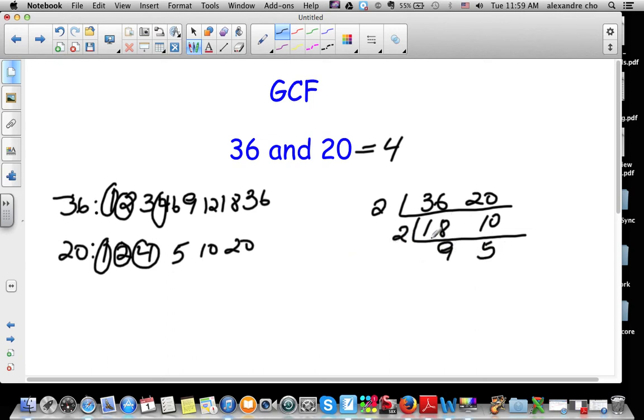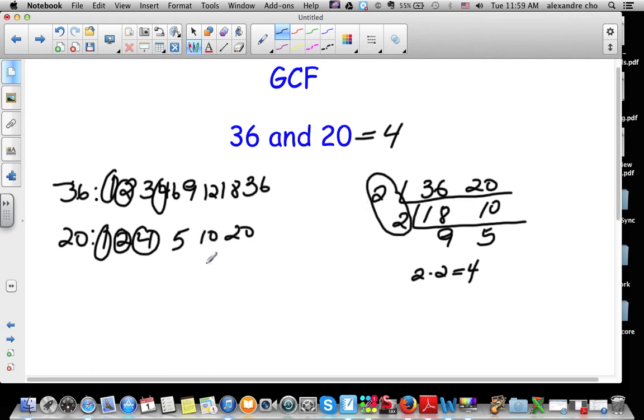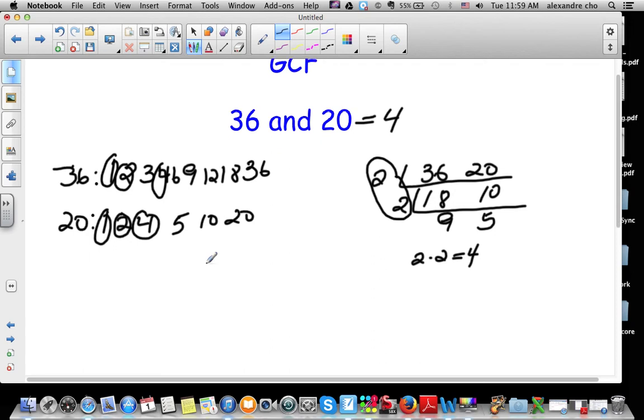Okay, is there another number that goes into 9 and 5 besides 1? If there's not, your slide ends right there because you can't continue with 9 and 5. There is no number that goes into 9 and 5. So your GCF is these two numbers right here, the side numbers, the product of those side numbers. So 2 times 2, which is 4. Okay, that's your GCF. So those are 2 methods for you to do that.